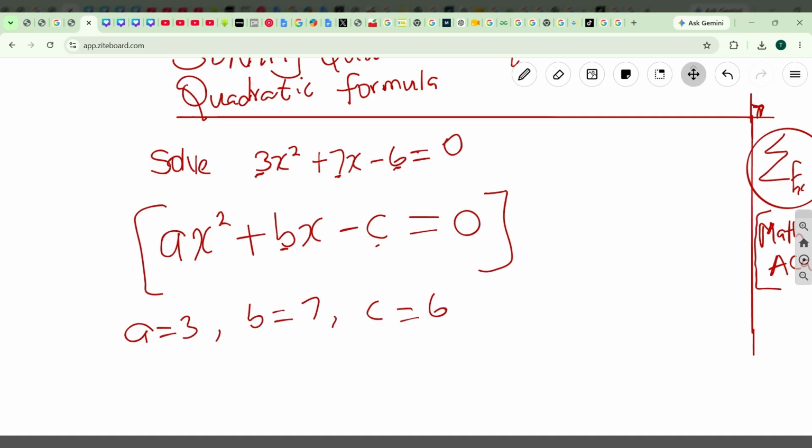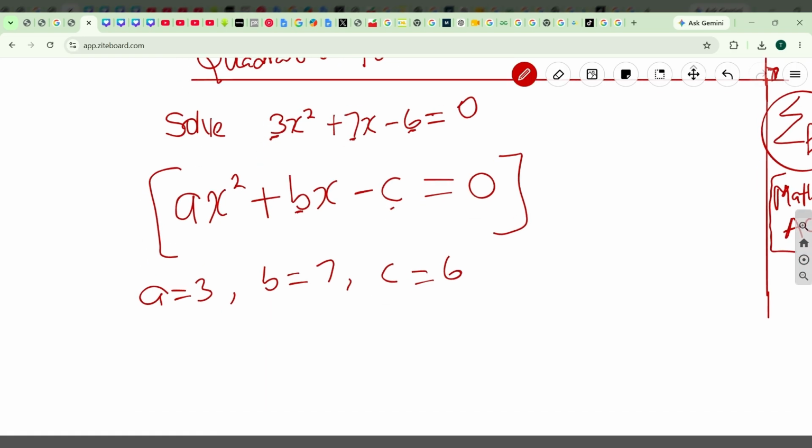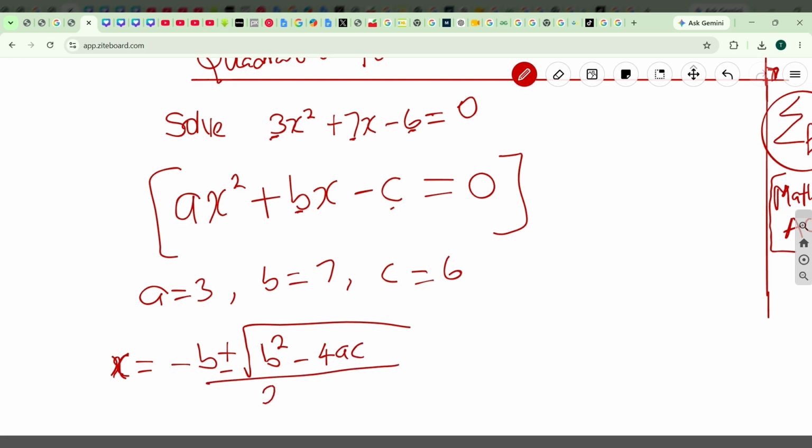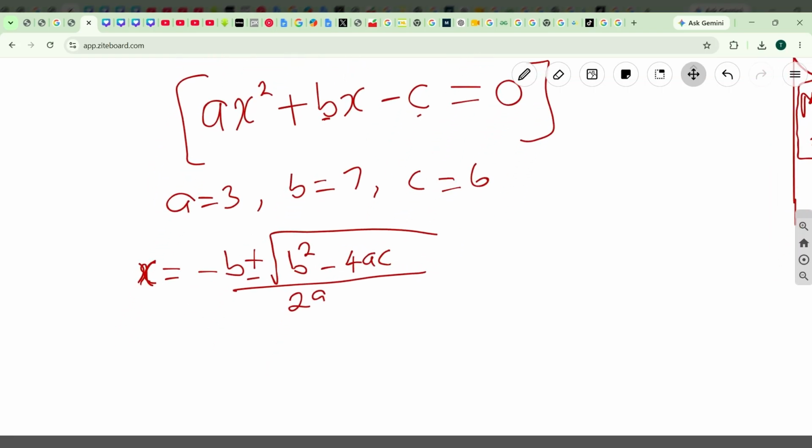And we have to recall the quadratic formula. The quadratic formula says that x, if you're looking for two values of x, is equal to negative b plus or minus the square root of b squared minus 4ac, divided by 2a. This is the general quadratic formula. So what we just need to do here is substitute the value of a, the value of b, and the value of c into this equation. I can call this equation 1.